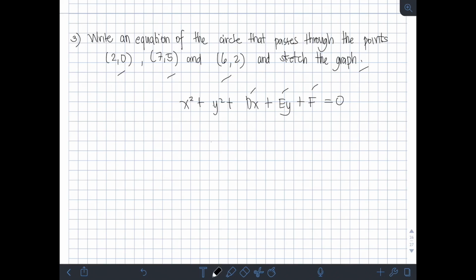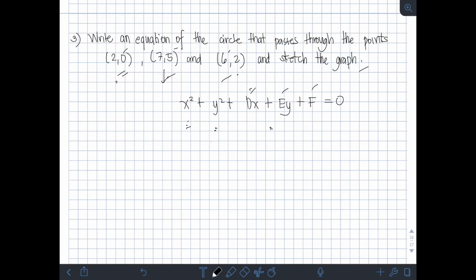Paano? Kasi given yung 3 points, right? So, dahil 3 variables tayo, pwede nating i-substitute one at a time yung kada point na to sa x at y, makakabuo tayo ng isang equation. Ang magiging unknown variable this time is itong D, E, F. Then dito rin sa (7, 5), substitute natin dito another equation. Then lastly, yung (6, 2), substitute natin sa x at y, third equation. So meron tayong 3 systems of equations in 3 unknowns para ma-solve natin yung unknown variable na D, E, F. Okay? So, sige, try natin.